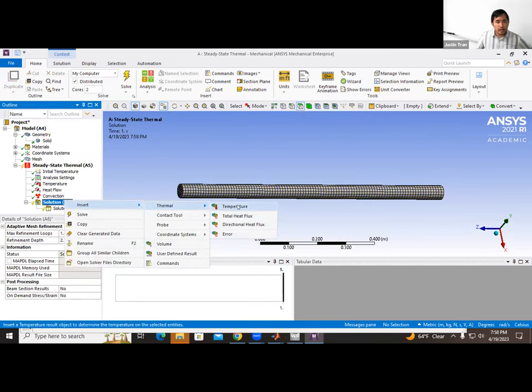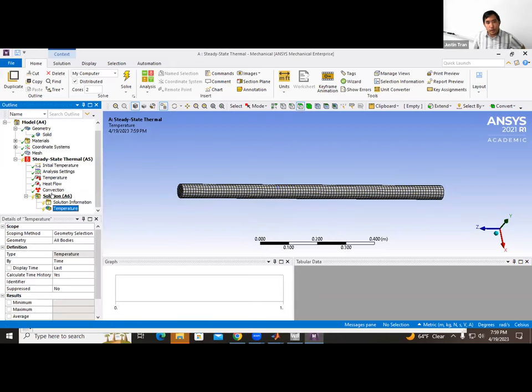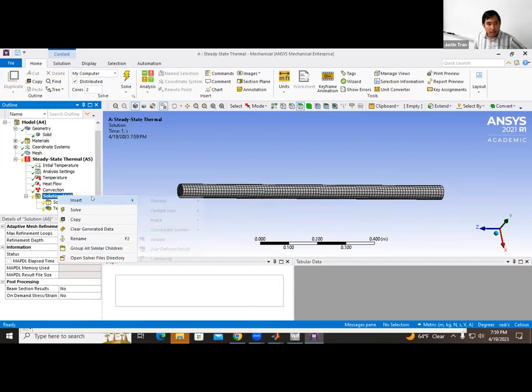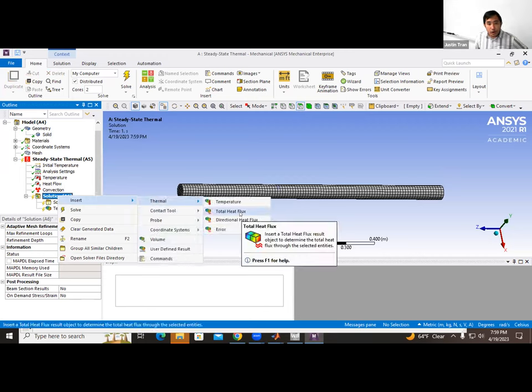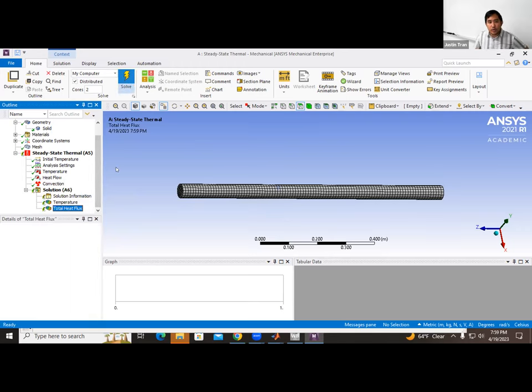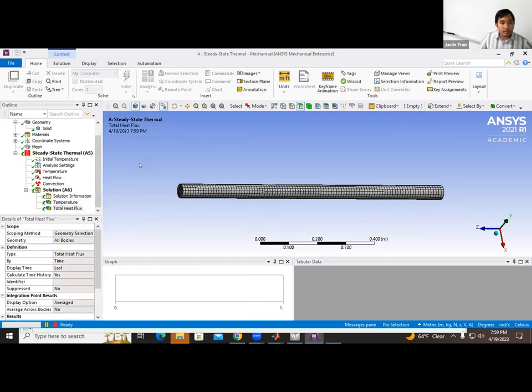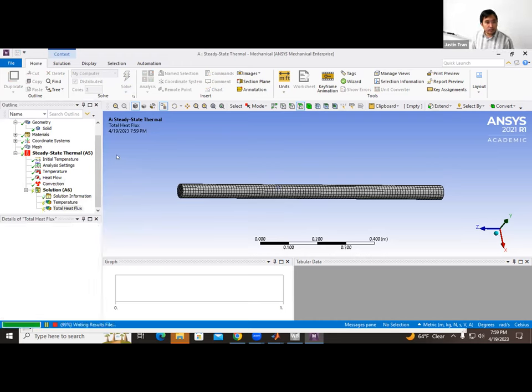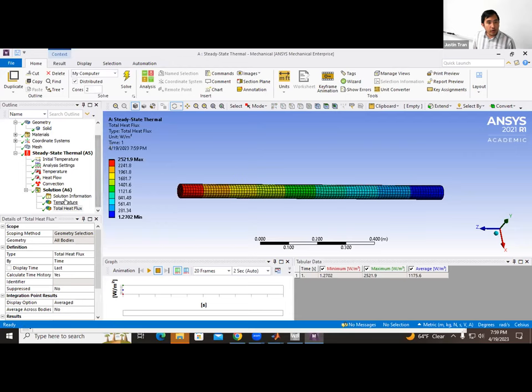So before we do that, let's go ahead and specify some outputs. And so let's specify the temperature as an output so we can see what it looks like. And then let's also specify the total heat flux as an output as well. And I'll explain that once we run. Okay, so let's go ahead and run our simulation.